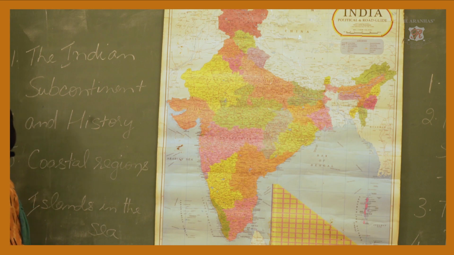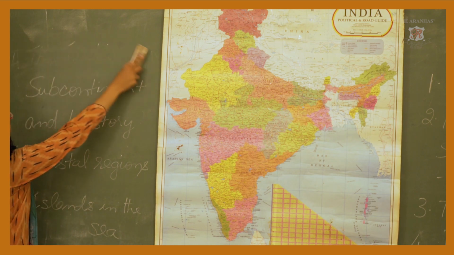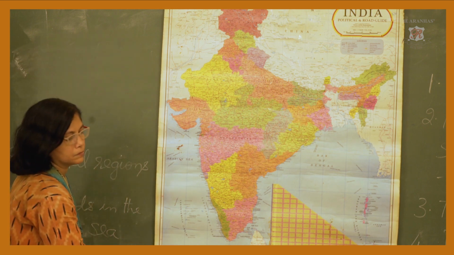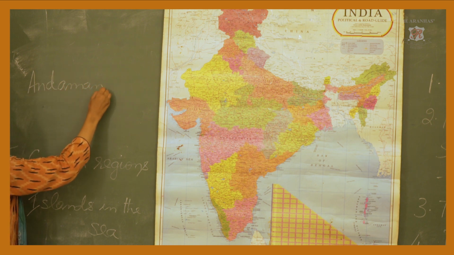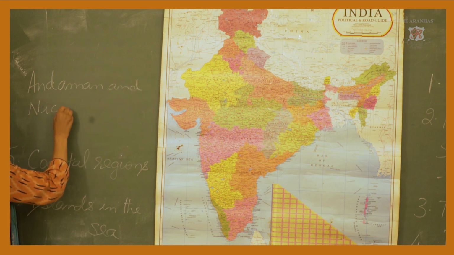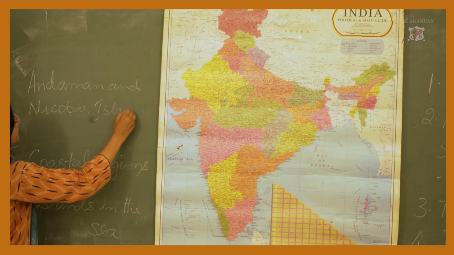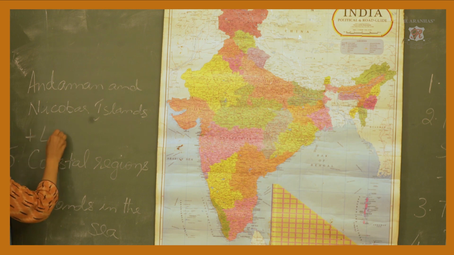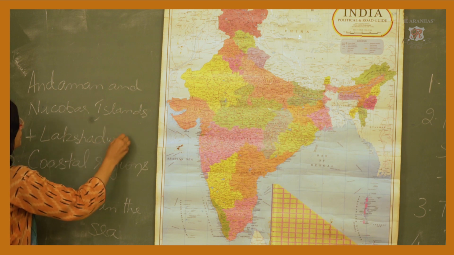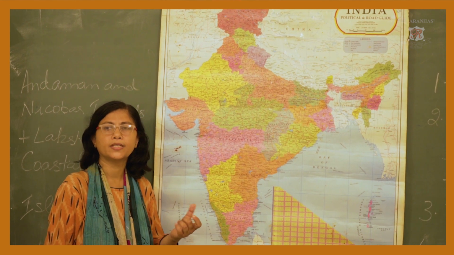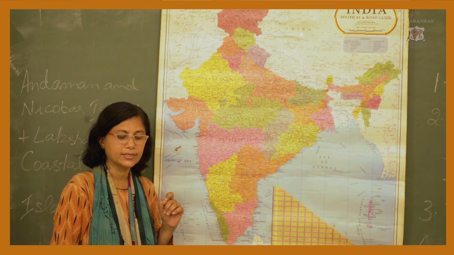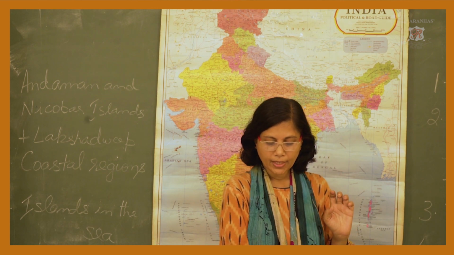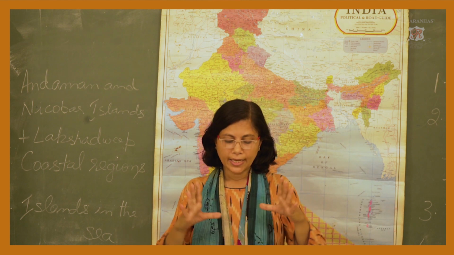So this is islands in the sea. I am writing it here. We have the Andaman and Nicobar Islands, plus we have the Lakshadweep Islands. Lakshadweep is a Sanskrit word. Dweep is an island, Laksha is 100,000. So the meaning actually is 100,000 islands. So that brings us to the end of the second part of the lesson, which was the geographical features of India. Then we finally come to the last part of the chapter, which is the Indian subcontinent.